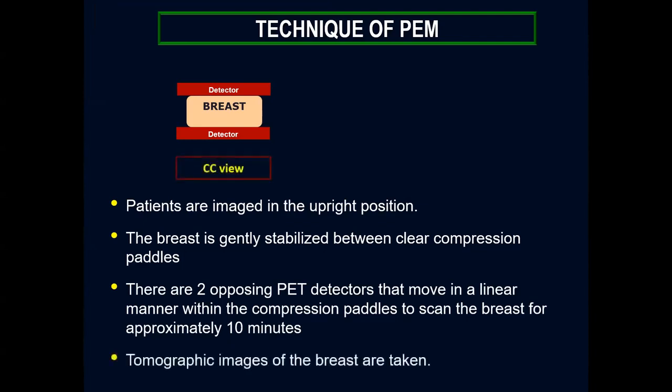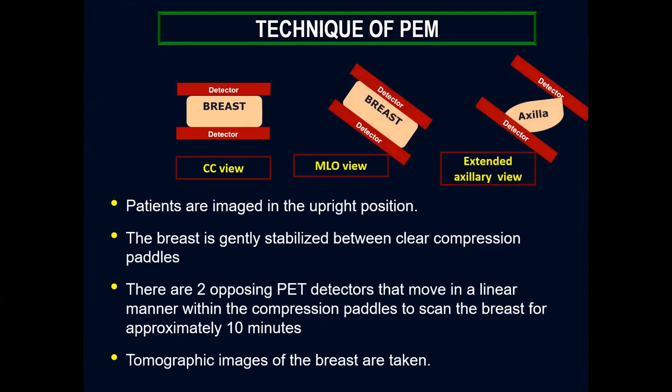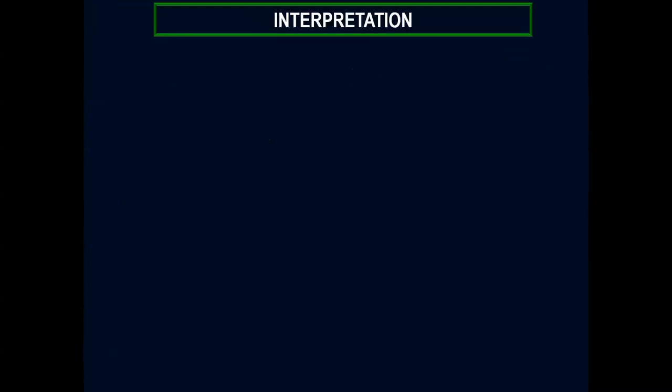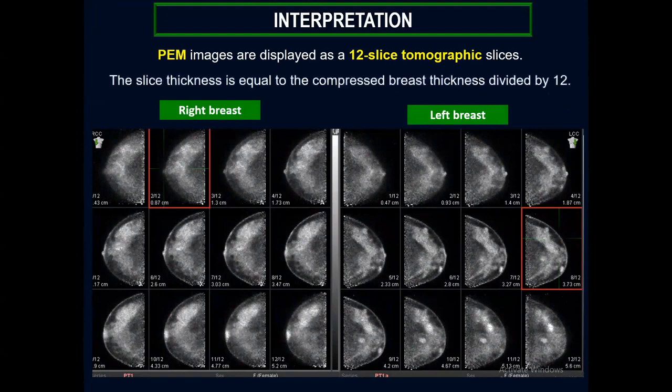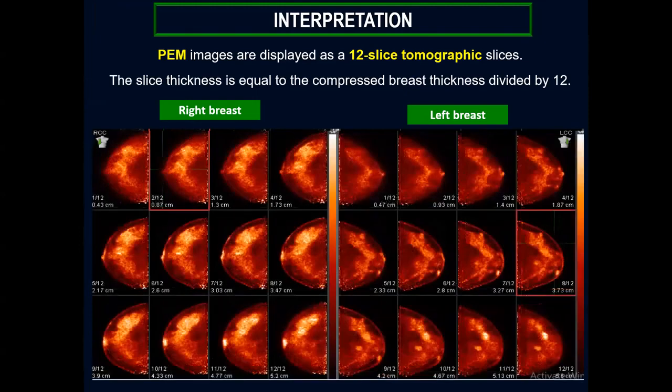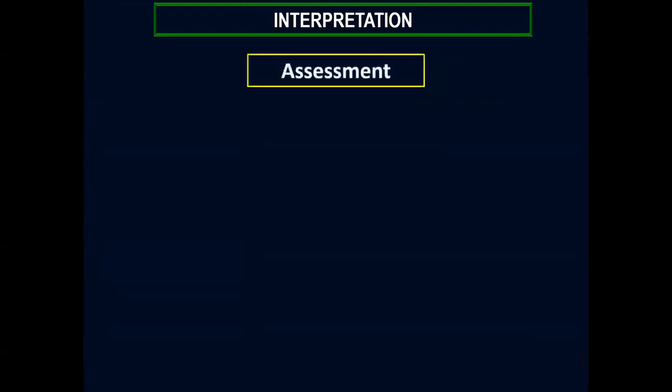The images are taken in the CC, the mediolateral oblique, and the extended axillary view, by which we can see the axillary lymph node. The PEM images are displayed as 12-slice tomographic planes, and the slice thickness is equal to the compressed breast thickness divided by 12. We can either view the images in grayscale, or we can see them in a color-coded scale.